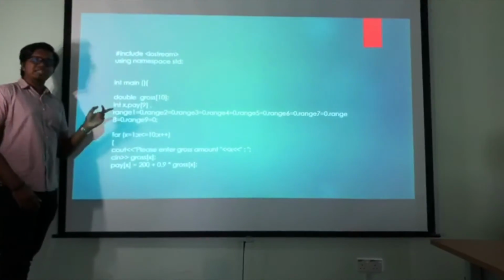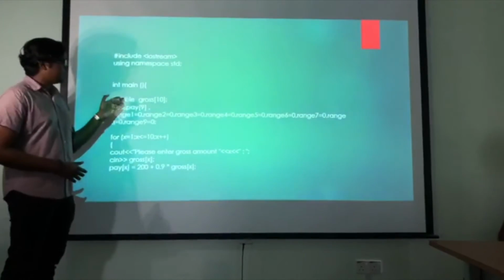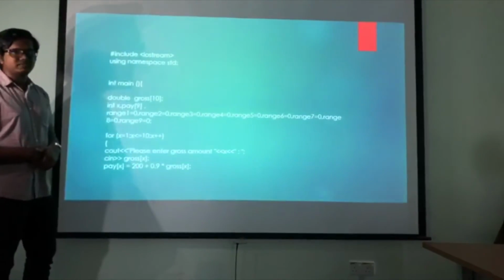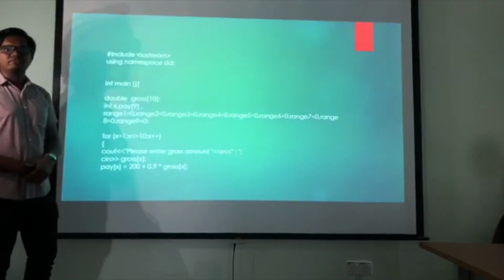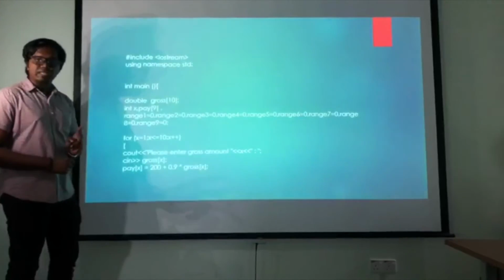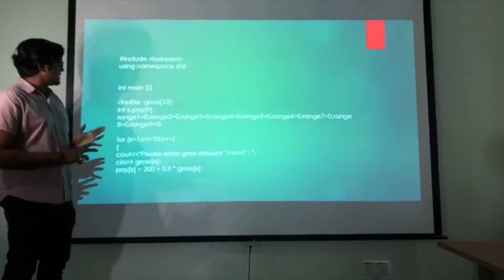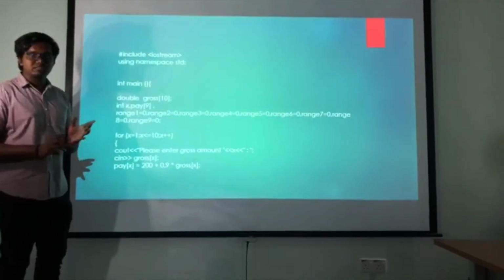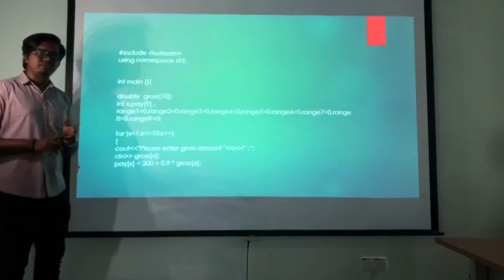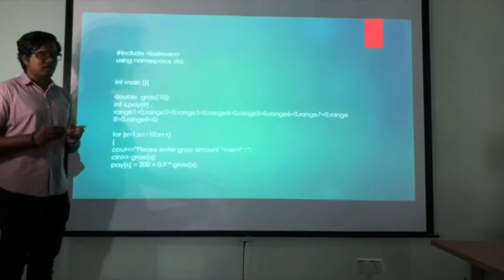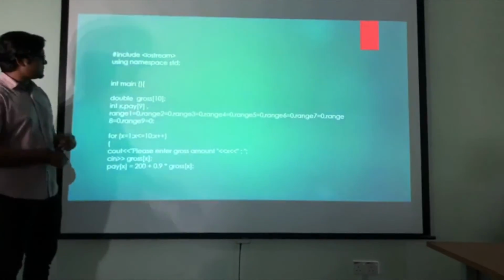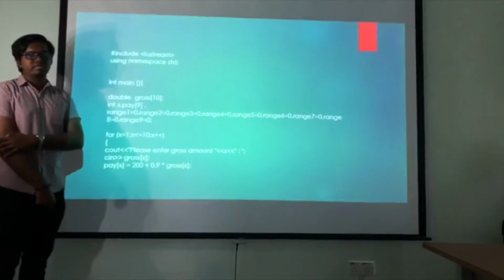The variable found in my program is gross, which contains an array of 10 sections with a data type of double. There are two other variables, x and pay, which have 9 sections of array. These two are of data type integer, int. And I've initialized range 1 until range 9 to 0.